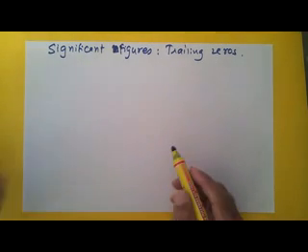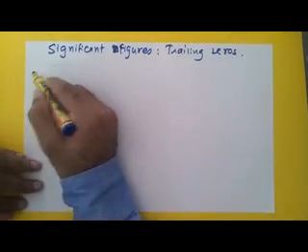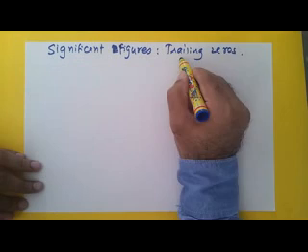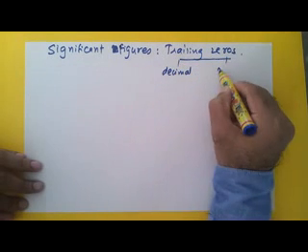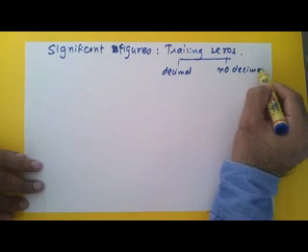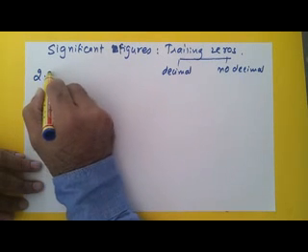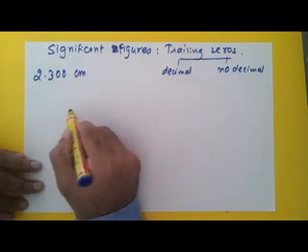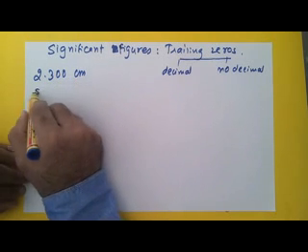In continuation of the previous video on significant figures, in this video we will talk about trailing zeros. As I told you in the previous video, there are two possibilities that exist. We may have a decimal point in the number or no decimal point. Let us take an example. With decimal point, we may have a situation like 2.300 centimeter. Now, if I look at this, these two zeros are significant.